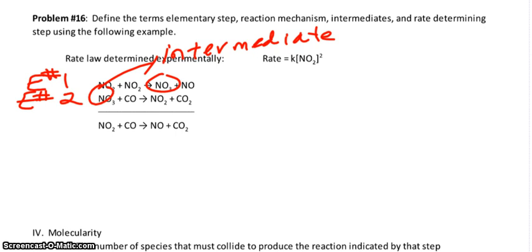And notice the intermediate does not show up in the balanced equation. So finally, what is the rate determining step of the following example? What exactly does that mean? Well, which step, elementary step number 1 or number 2, is going to determine the overall rate for the entire process? And if you think about it, it's going to be the slowest step.